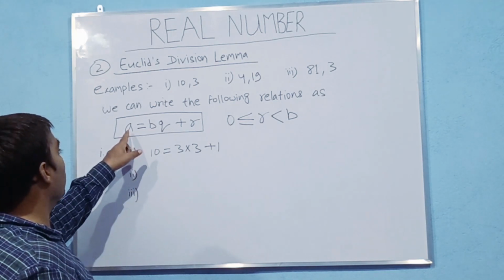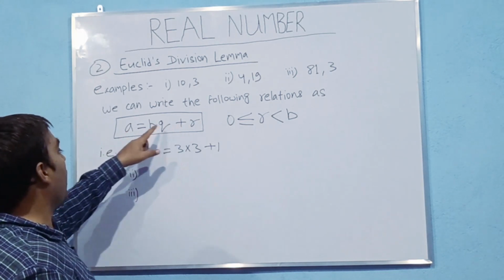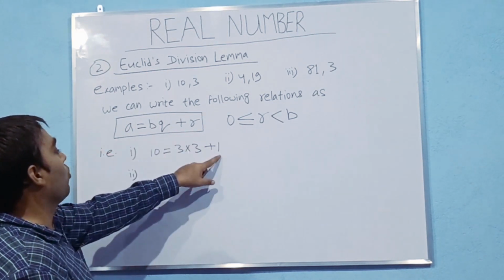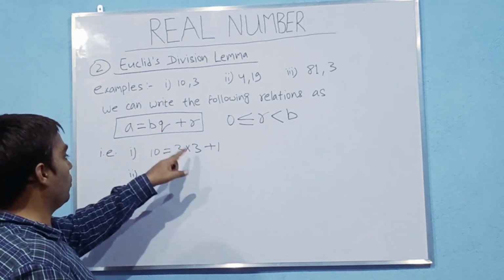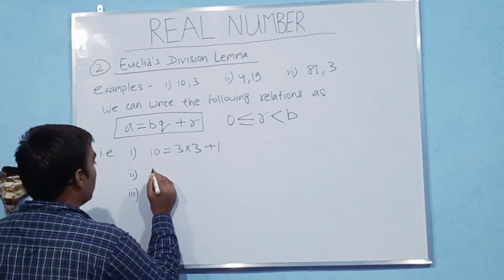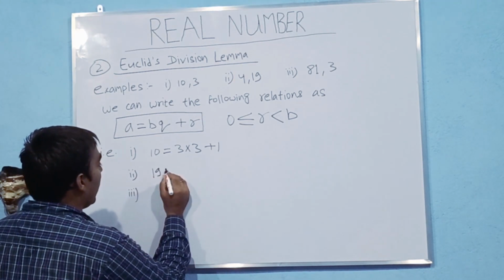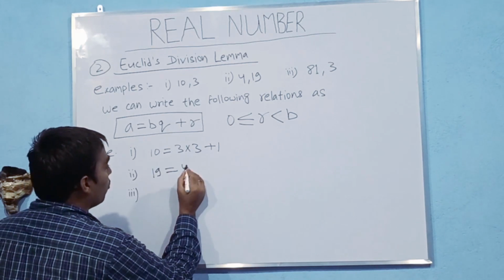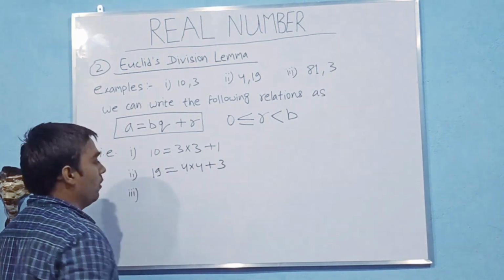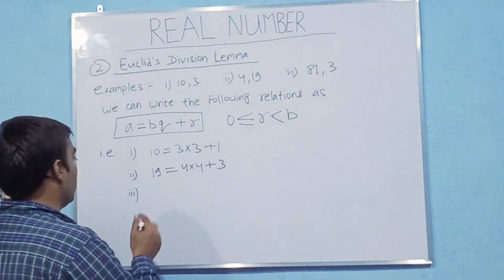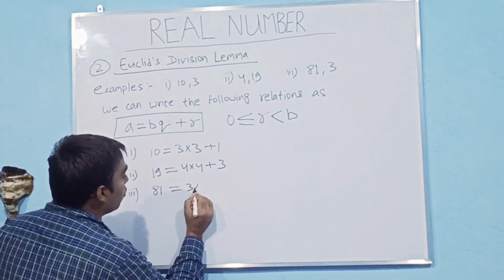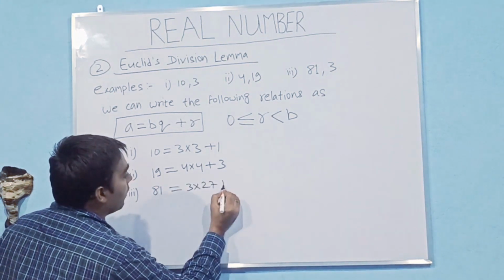Clearly we can see a equals bq plus r. Here a is 10, b is 3, r is 1, and q of course is 3. Moving to our next example, 19 and 4. Since 19 is greater than 4, we can write it as 19 equals 4 into 4 plus 3. Our next example, 81 and 3. 81 is greater than 3, so 81 equals 3 into 27 plus 0.